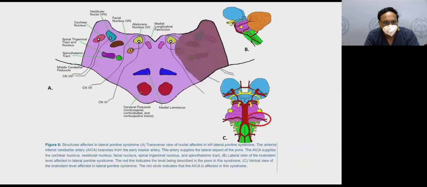So this is the lateral pontine syndrome. Here the affected vessel is the anterior inferior cerebellar artery, and the same type of signs are involved on the lateral side.